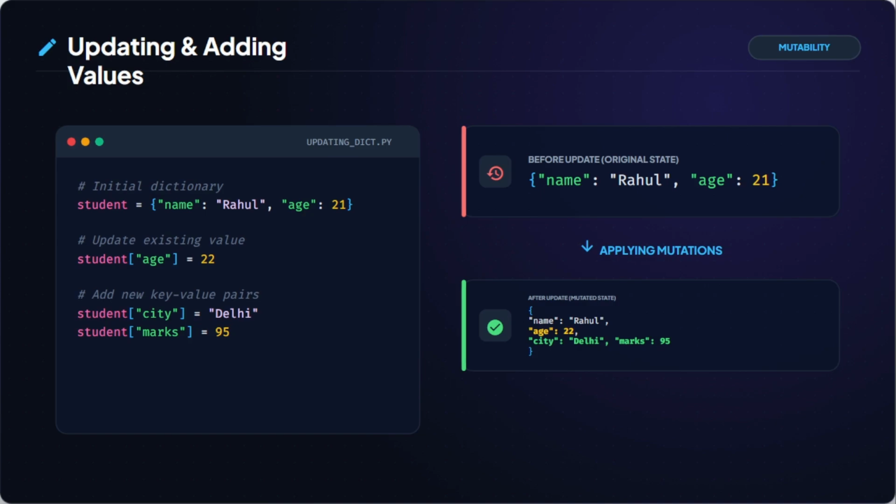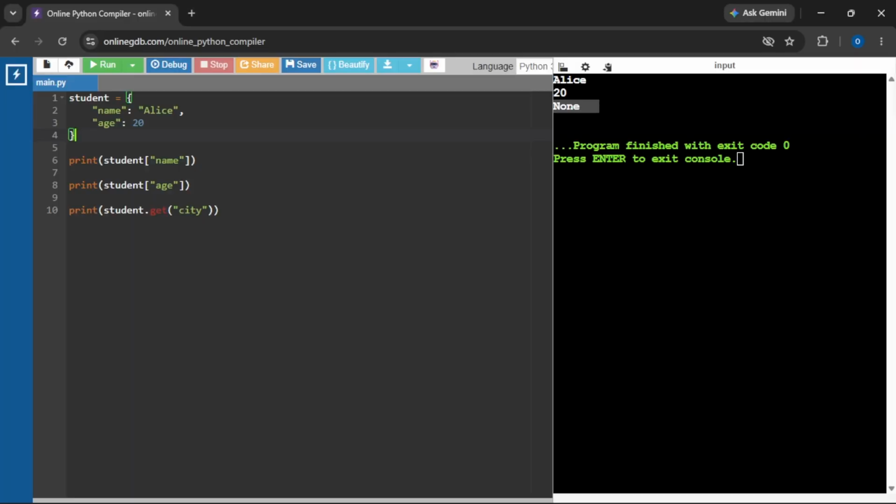Now it's time to make our dictionary more useful. We are going to learn how to update values, add information using Python's most important dictionary methods, and finally learn how to loop through every value. So let's begin. One of the biggest advantages of dictionaries is that they are mutable. This means after creating a dictionary, we can easily change an existing value or add a completely new key value pair. Let's start using it in the editor.